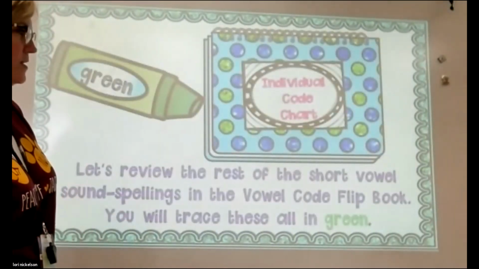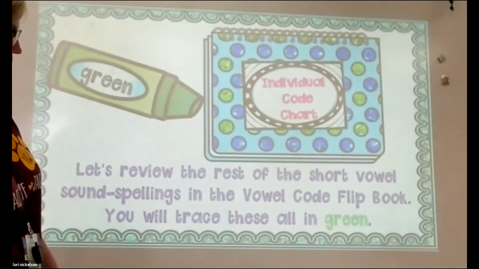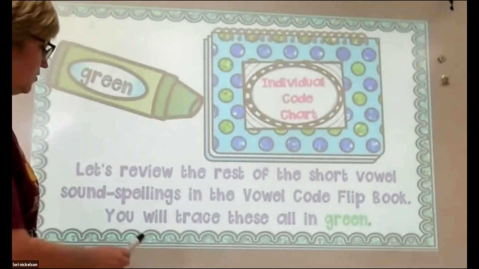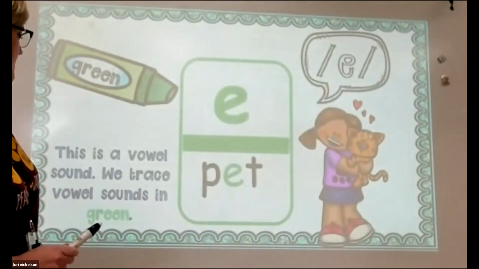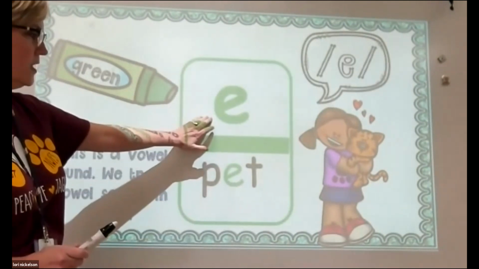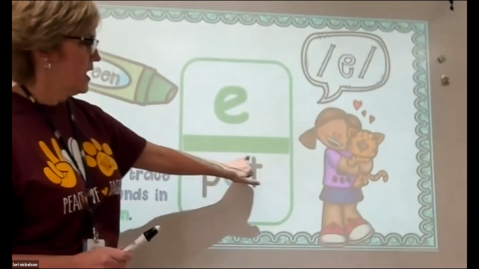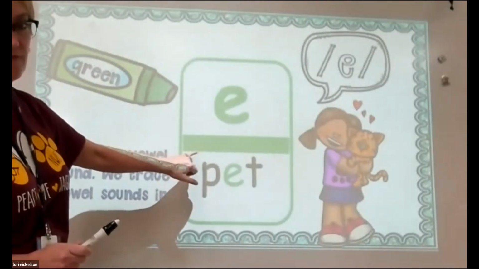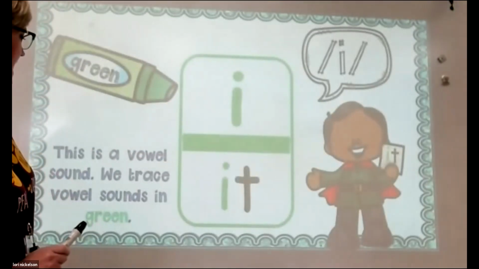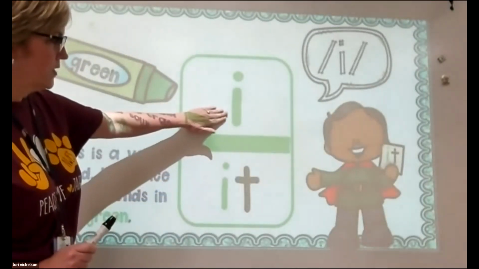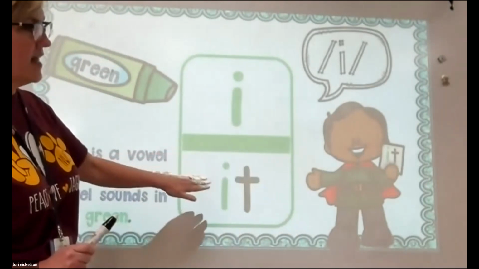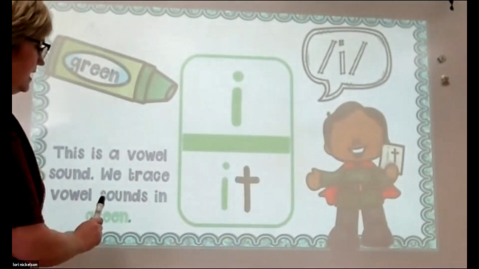So if we review the rest of the short vowel sound spellings in the vowel code flip book, you will trace these all in green. Well, you don't have that, so we will go to the next one. So this is the vowel sound E, as in pet. Okay, notice it is in green because it is a vowel. Notice the power bar is long because this is a very common spelling, the E sound. We also have the I sound, and it is traced in green as well, as in it. The power bar is long because that is a common spelling as well.